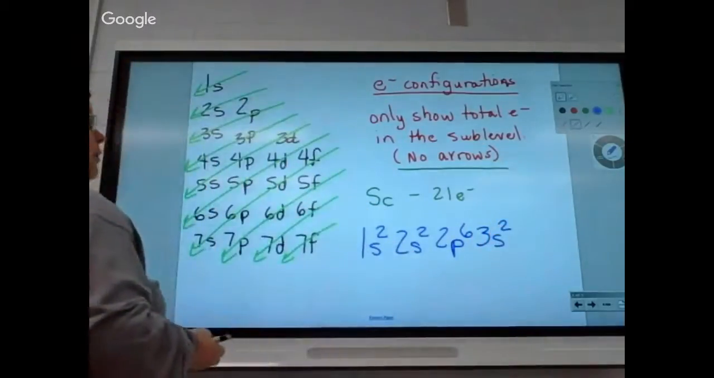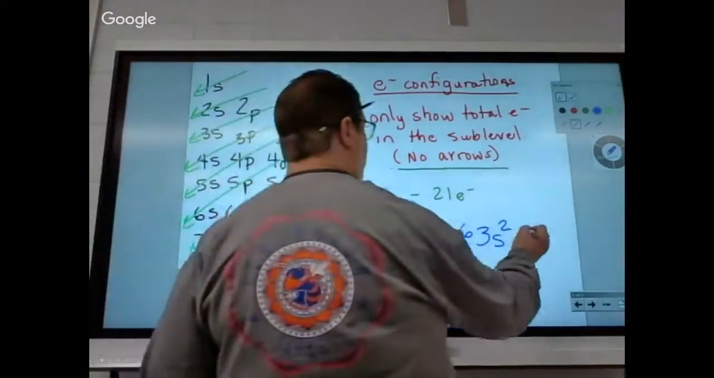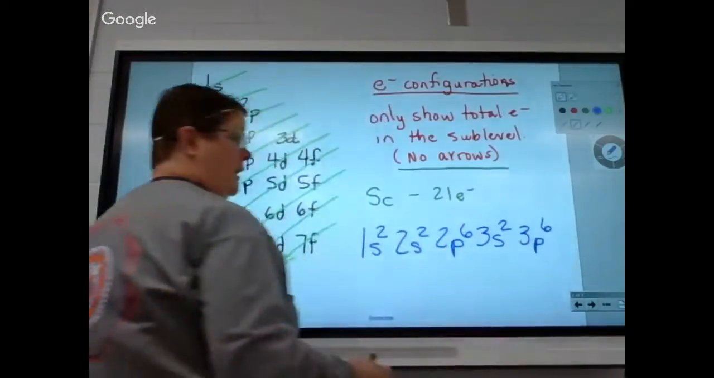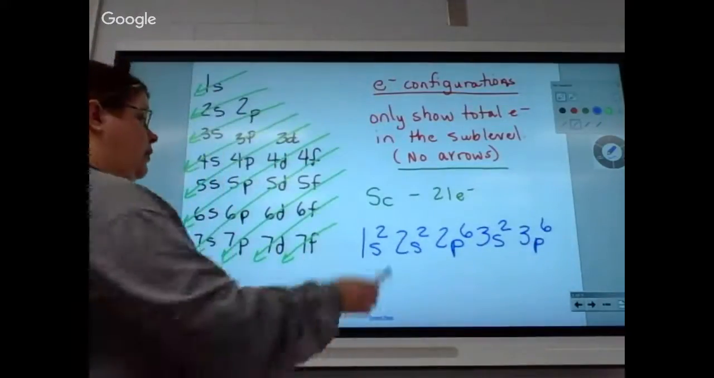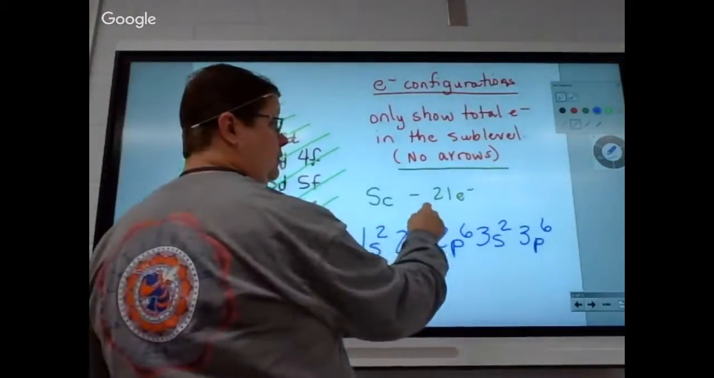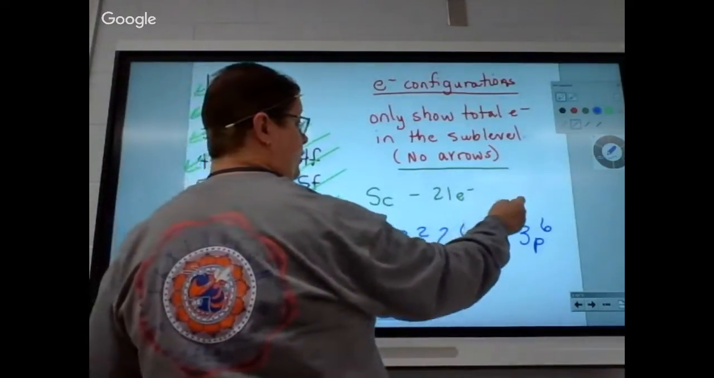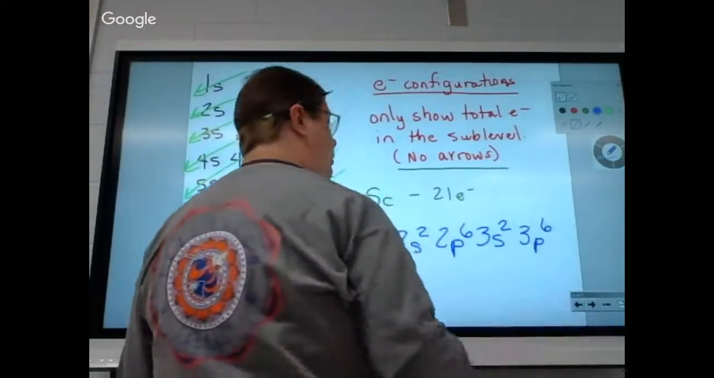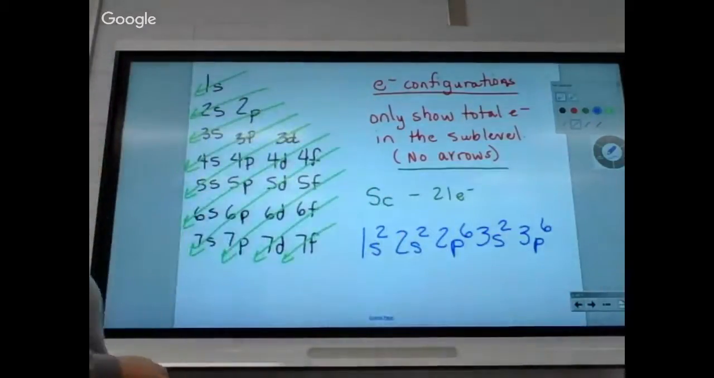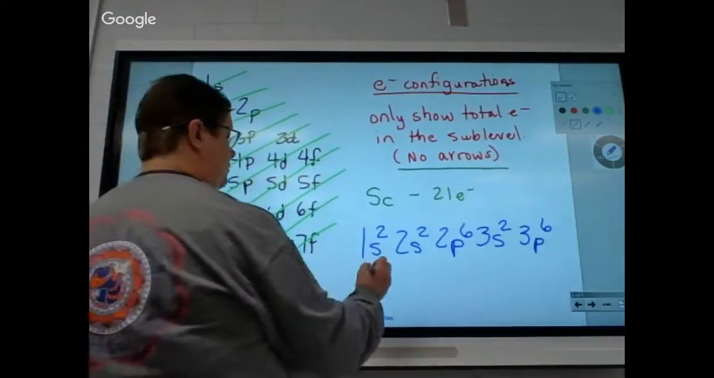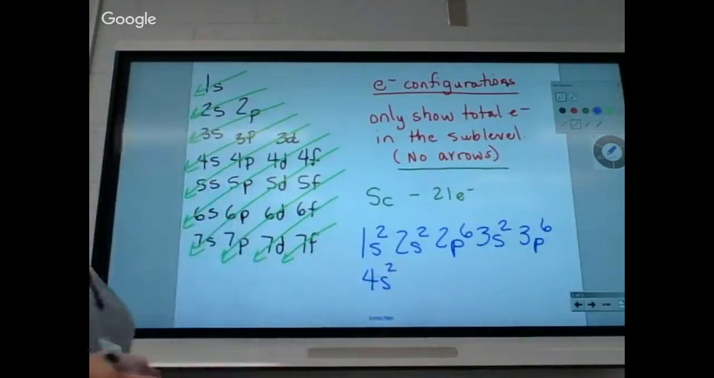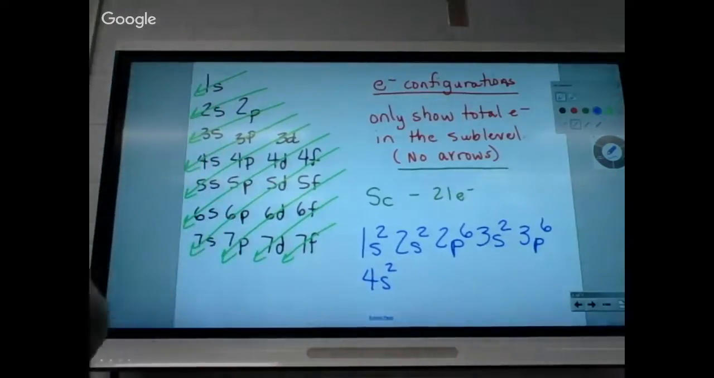All right. After 3S, 3P. How many can go in P? Okay. Check again to see how close you are to 21. 2 plus 2 is 4, plus 6 is 10, plus 2 is 12, plus 6 is 18, we're getting closer. All right. What comes after 3P? 4S is going to have 2. So 18 plus 2 is how many? 20. We're almost there.